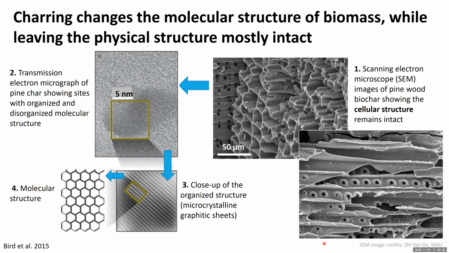If we zoom in another 10,000 times closer to this image, zooming in as shown as this image number 2, we can see these areas with linear patterns highlighted in this yellow box. And we'll call these organized domains. And this is a transmission electron micrograph, which is 10,000 times more magnified than the SEM image on the right. So these organized domains, shown by this linear pattern, occur when the charring is extensive enough to create a crystalline structure in the molecules, which is seen even closer in figure 3.